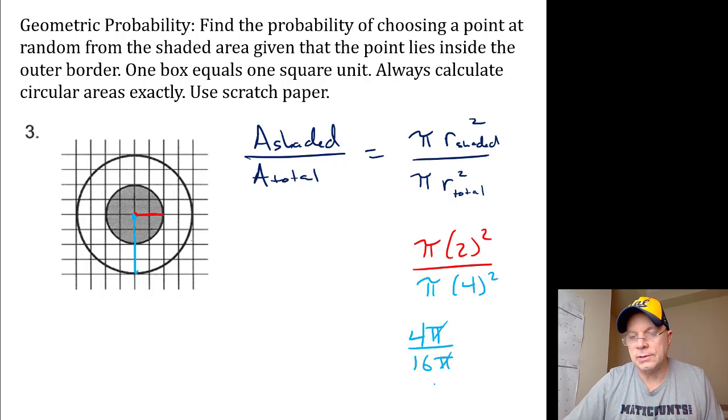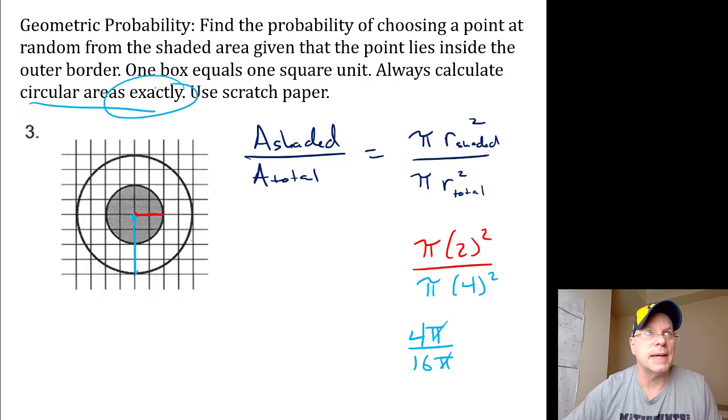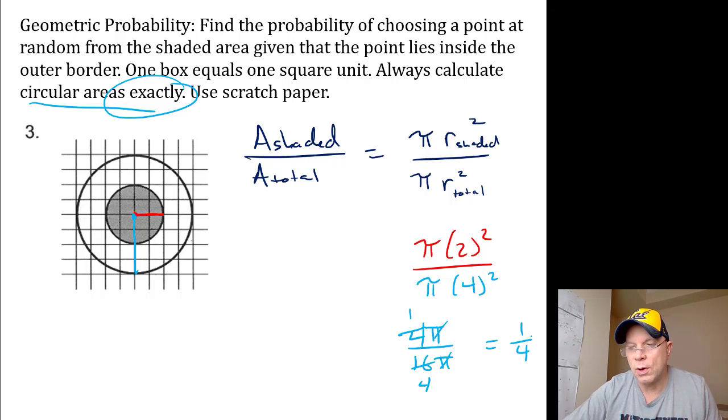The pi's cancel. This is why you don't substitute an estimate for pi. It says the circular areas, calculate them exactly. Pi divided by pi is 1. And 4 and 16 have a common factor of 4. 4 divided by 4 is 1. 16 divided by 4 is 4. So this probability is 1/4.